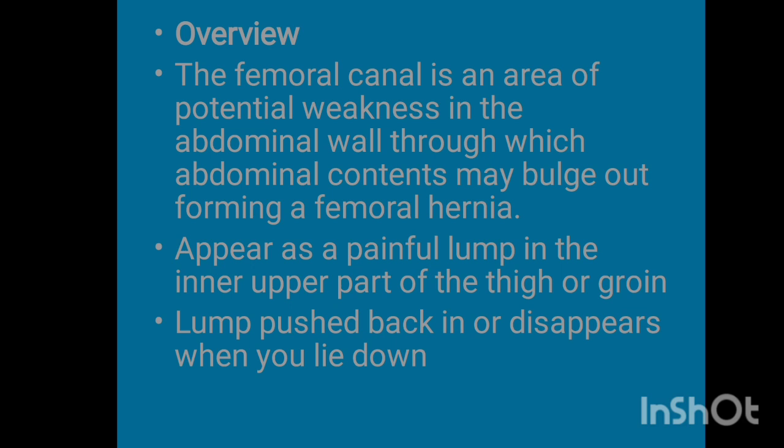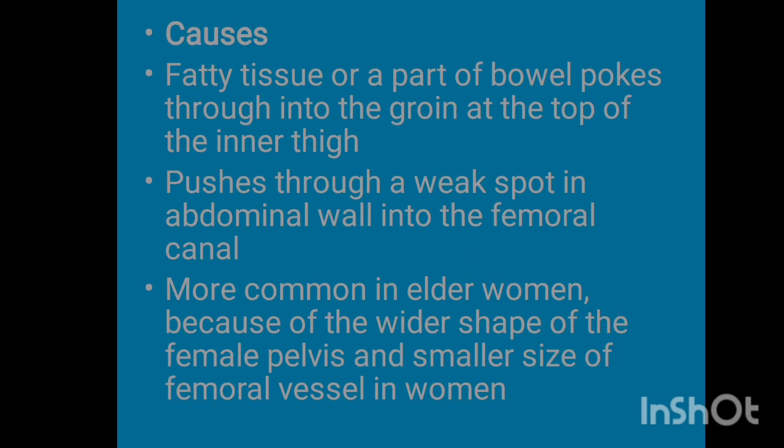Femoral hernia overview. The femoral canal is an area of potential weakness in the abdominal wall through which abdominal content may bulge out, forming a femoral hernia. It can appear as a painful lump in the inner upper part of the thigh or groin region. The lump can be pushed back or it naturally disappears when you lie down. The lump reappears on coughing or on straining.